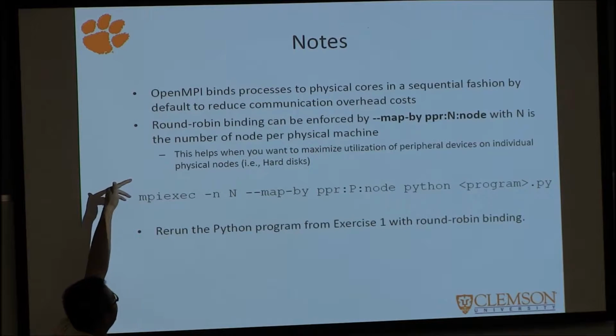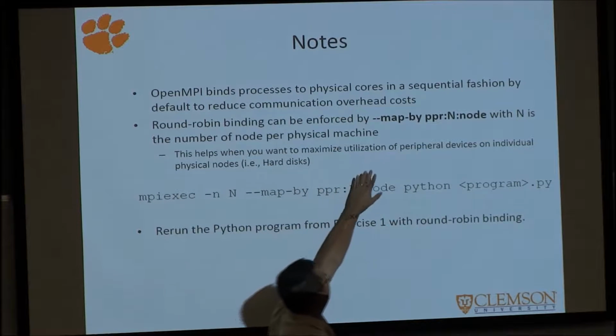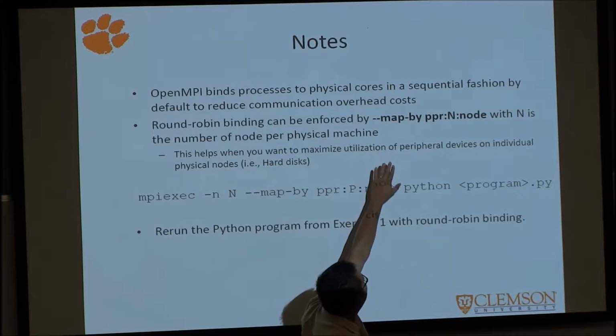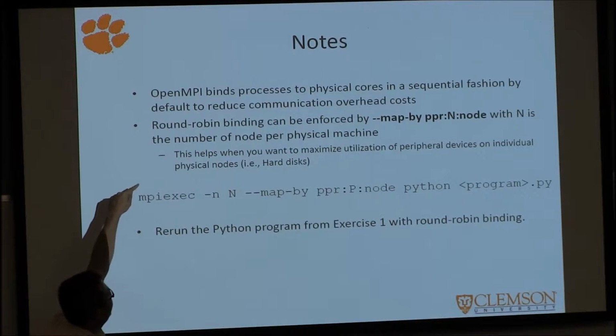You can force round robin binding. Basically that means that you have one process going to the first node, and then the second process going to the second node, and so on. It can be enforced by adding an additional flag called map-by ppr:n:node, where n is the number of processes per physical machine.